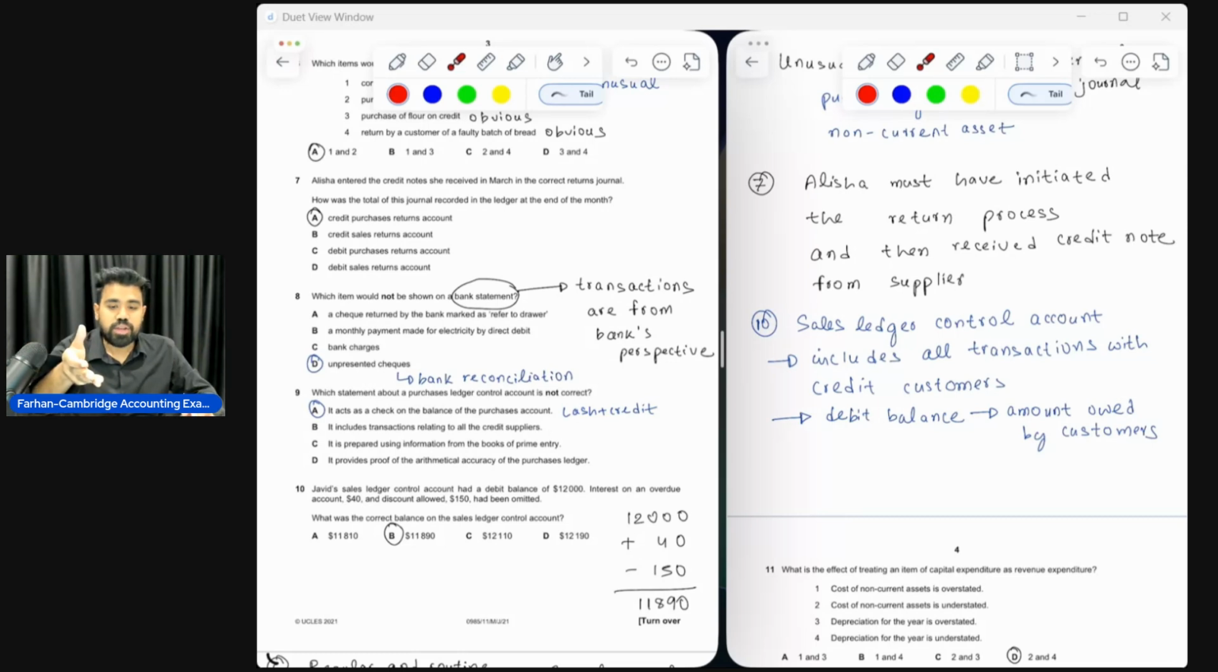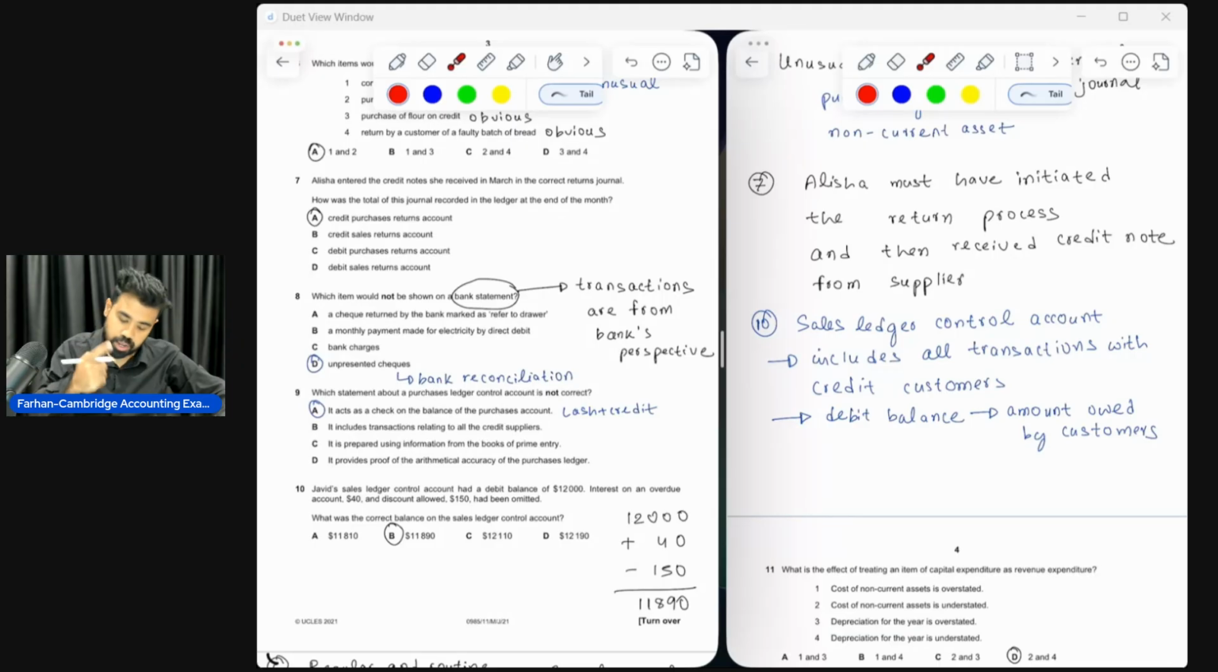The bank statement is produced from the perspective of the bank. So from the perspective of the bank, if the opening balance is a credit, as you would see in your father and mother's bank statements, that refers to the fact that we actually have money in the bank, and from the perspective of the bank, it is a liability for them. That is why they're including it as a credit, all right? But it is an asset for us, for the people who actually have money stored in the bank account. Now, which item would not be shown on a bank statement?